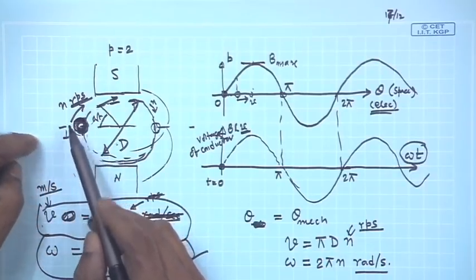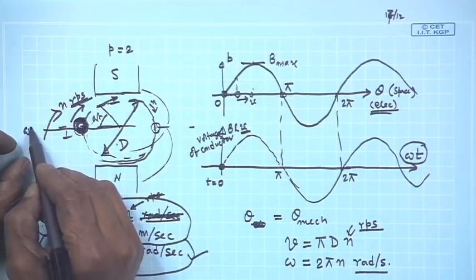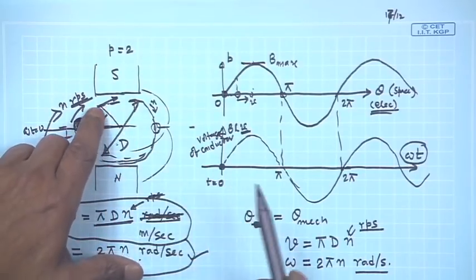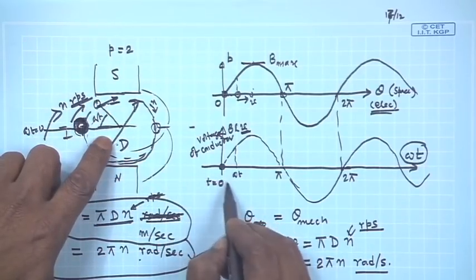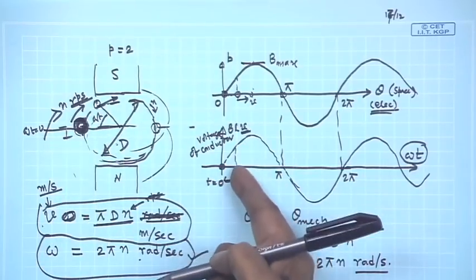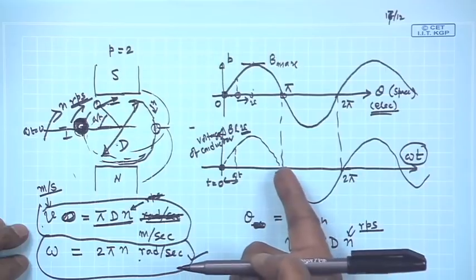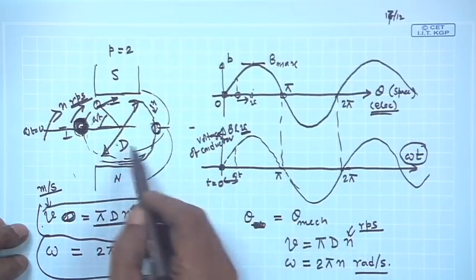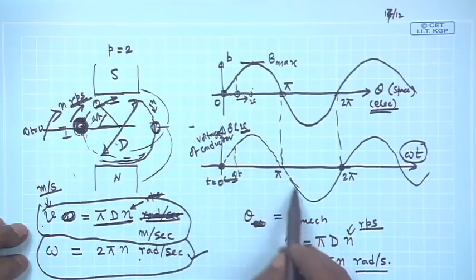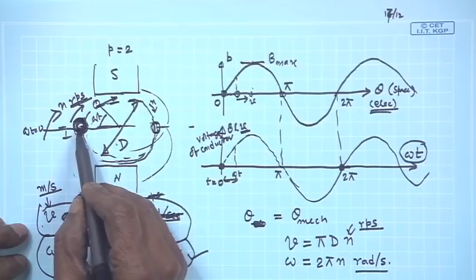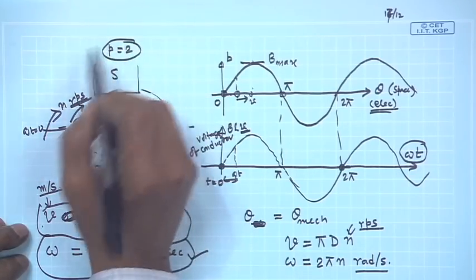I told you that the conductor, suppose the starting point is here and it is moving in this direction, so in this axis omega t is the position of the rotor. Suppose here it was omega t equal to 0. At any time t, this is the position of the conductor, so this is omega t. At that time what will be the voltage? BLV. When it crosses pi by 2, it has reached maximum voltage. Once again there is 0 voltage when the conductor comes here, because there is no B, and then it reverses its polarity. A complete cycle of EMF is obtained when the conductor returns back here, and there is no real distinction between electrical and mechanical angle when the number of poles of the machine is 2.